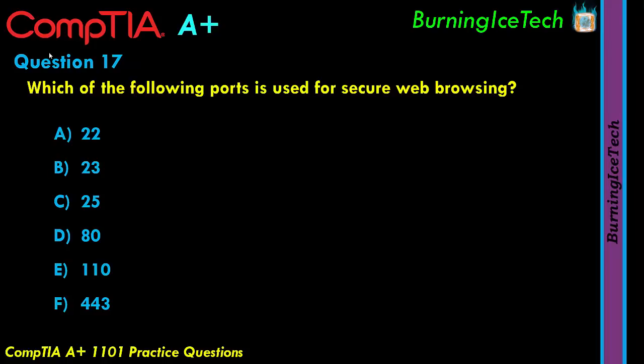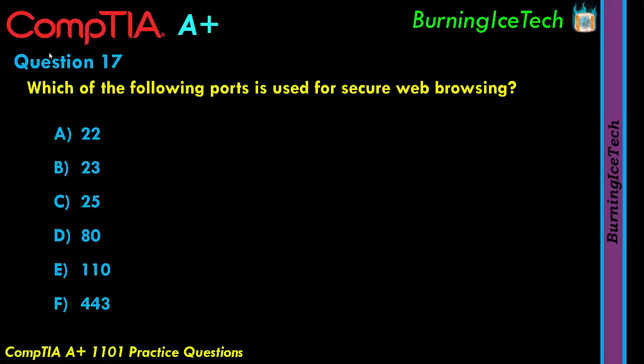C is 25, that is SMTP. So that is when you want to go and send the email, at least the old school way of doing things. D is port 80, HTTP, Hypertext Transfer Protocol, which is normal web browsing in clear text, the unsecure version. 110 at answer E, that is POP3, that is to receive email, or at least the old school way.